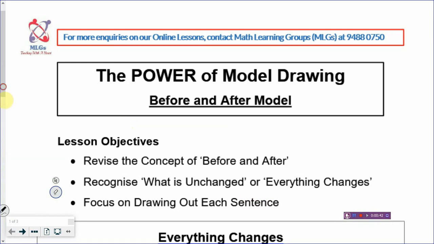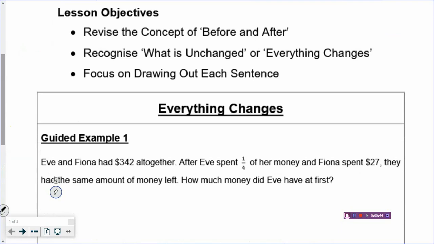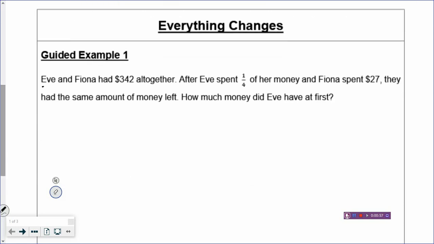So let's look at example 1, and now we are going to revise the concept of before and after, and we are going to recognize what is unchanged or everything changes, and then we focus on drawing out every sentence. So example 1, now Eve and Fiona had $342 altogether. After Eve spent 1/4 of her money, so how do you interpret this fraction? Now, every time you see a fraction, you need to ask, what does the fraction refer to? Now, it refers to whatever is just behind, which is her money. So this fraction, which is 1/4, refers to her money.